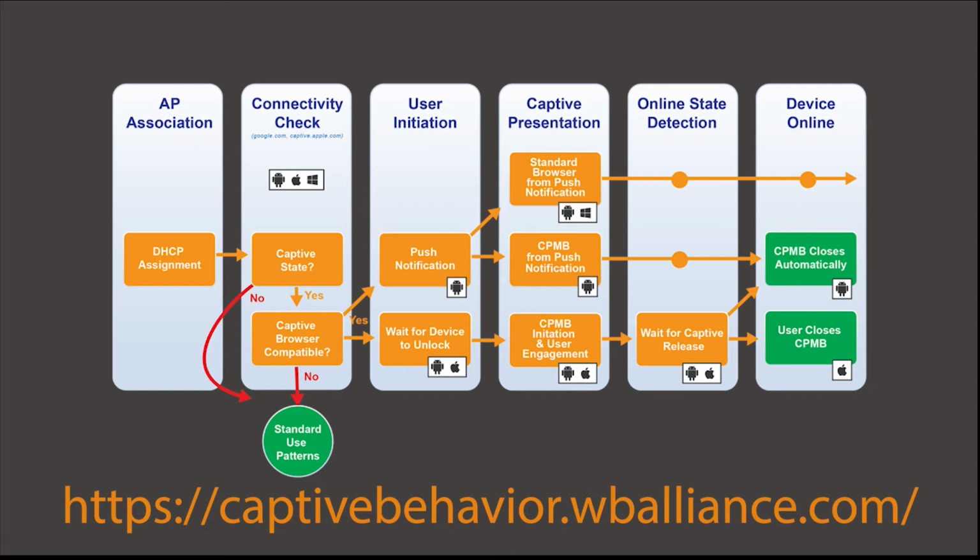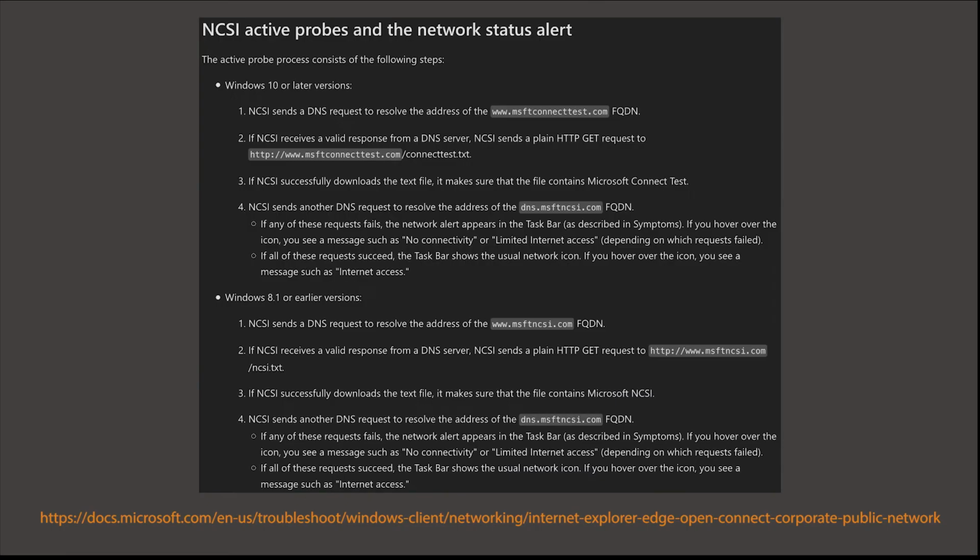So this is something you can explore on that URL at the bottom, but this is a standard flow for most captive portal mini browsers. And it's quite well documented, as we can see here on Microsoft's explanation of how their captive state detection works. It probes using a certain predefined host name as well as URL, and then goes through that same motion I just spoke about, trying to figure out what to do.